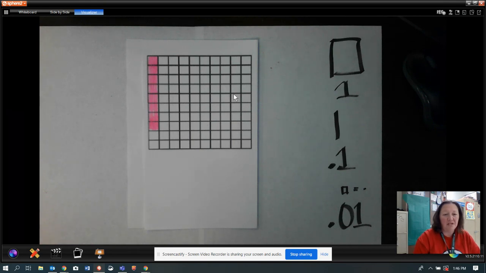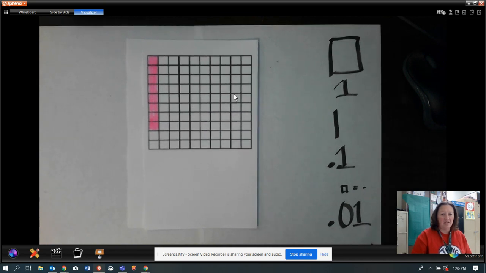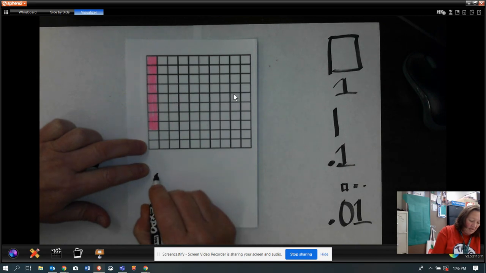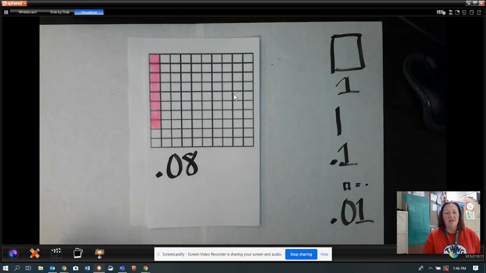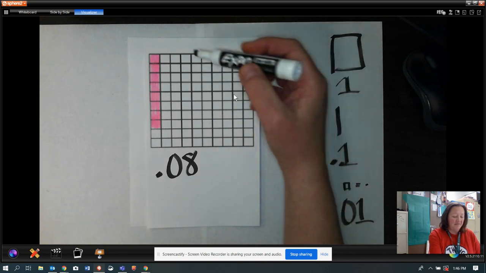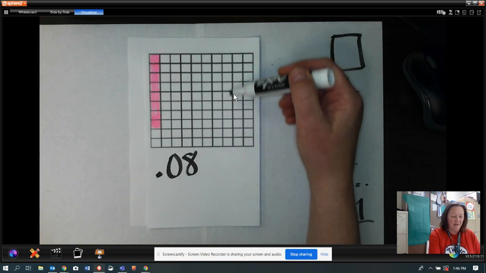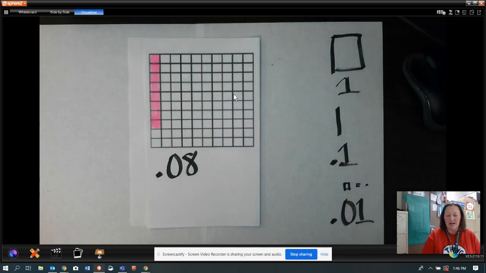So you can see on my model, I have 8 hundredths, right? These tiny little things, 8 hundredths filled in. And so that starts me with 8 hundredths, and be sure that you put it in the hundredths place. If I put it right next to the decimal point, then that would be 8 tenths. And then I would have to fill in all of these columns all the way over to here. Well, that's not what I have. I have 8 hundredths. Okay.